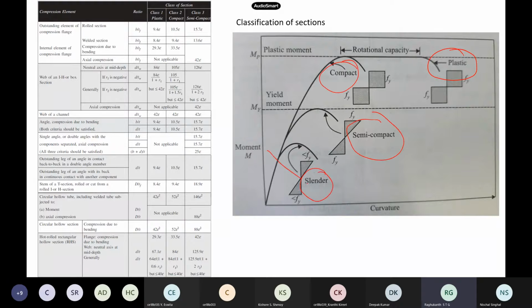These slender sections are ruled out in our design itself. But if you want to use a slender section and convert it to semi-compact or compact, what do you have to do? What did we do in our last class? Reduce the effective area, something like this. The only problem is that because this area you are not using, it will be uneconomical. So this is the most important thing.